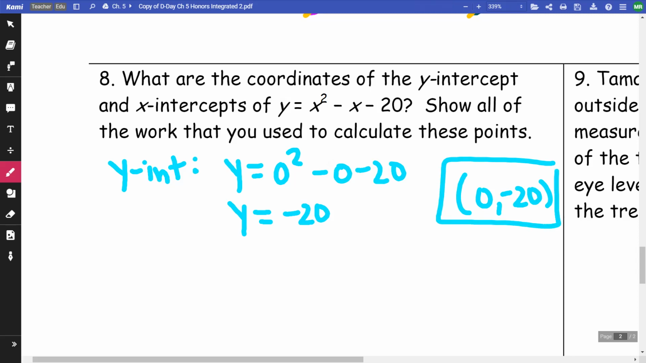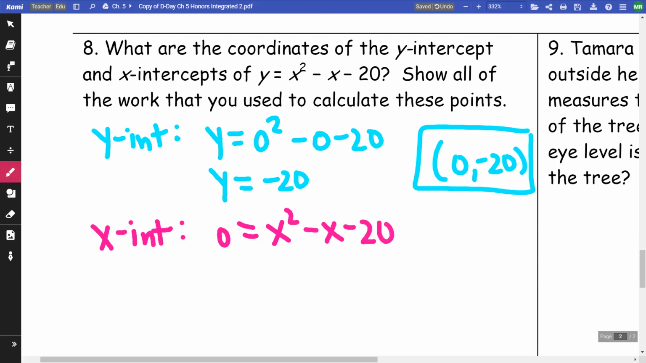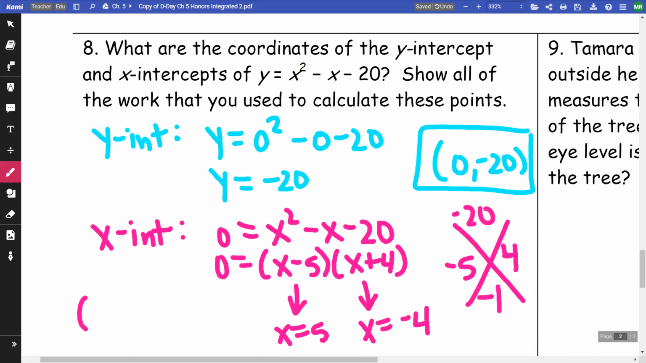That is my y-intercept. Now my x-intercepts, I'm going to put 0 in for y, and I get 0 is equal to x squared minus x minus 20. I'm going to factor that, figure out what multiplies to negative 20 and adds to negative 1. And that's going to be a negative 5 and a 4. So I'm going to have x minus 5, x plus 4. And this is going to give me x equal 5. And this is going to give me x equal negative 4. And so my x-intercepts are going to be 5, comma 0 and negative 4, comma 0.